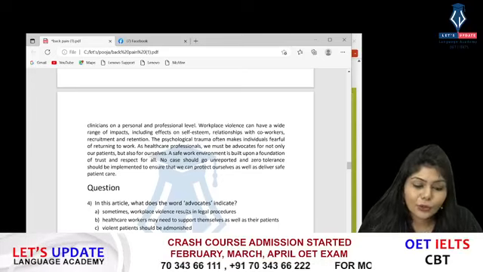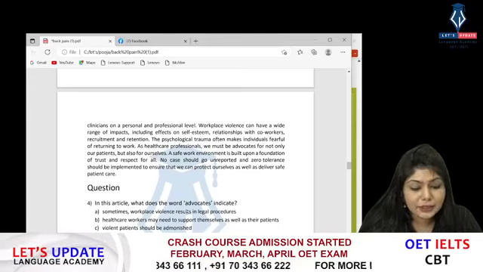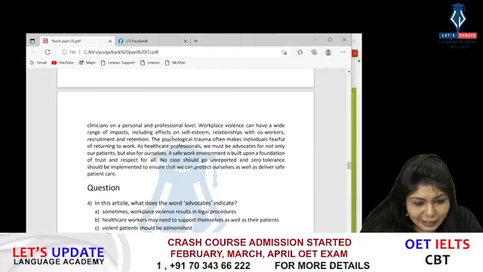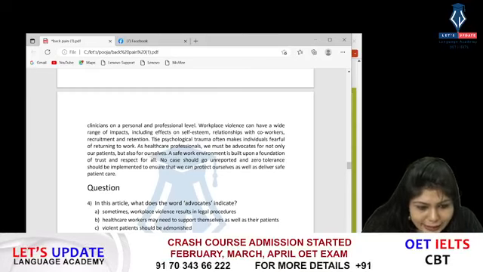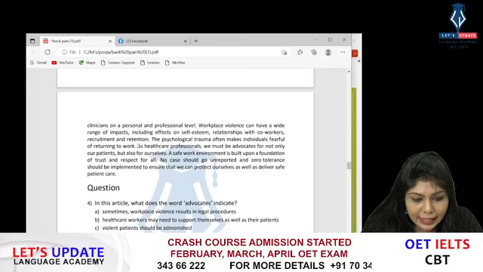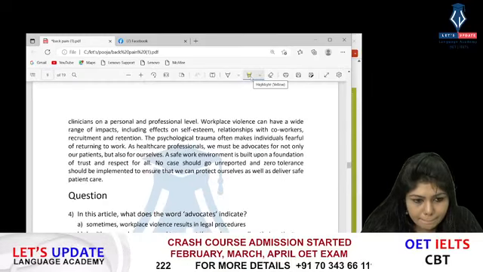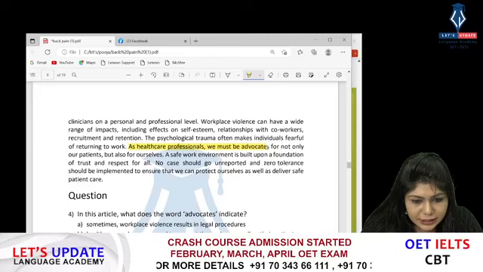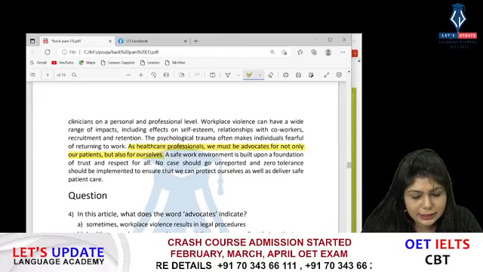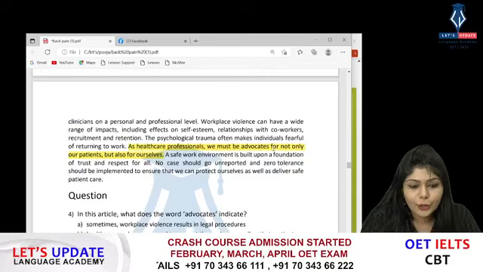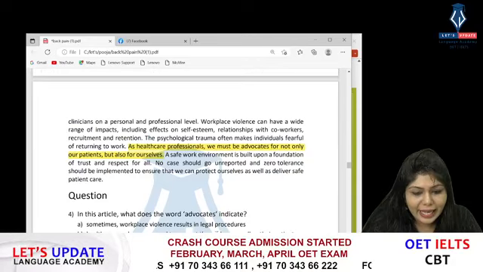And coming to option B, healthcare workers may need to support themselves as well as their patients. That is something that is mentioned over there. That is, as healthcare professionals, I'll highlight that information. As healthcare professionals, we must be advocates for not only our patients but also for ourselves. Advocate. The word advocate means to support. Because of which our answer will be B.